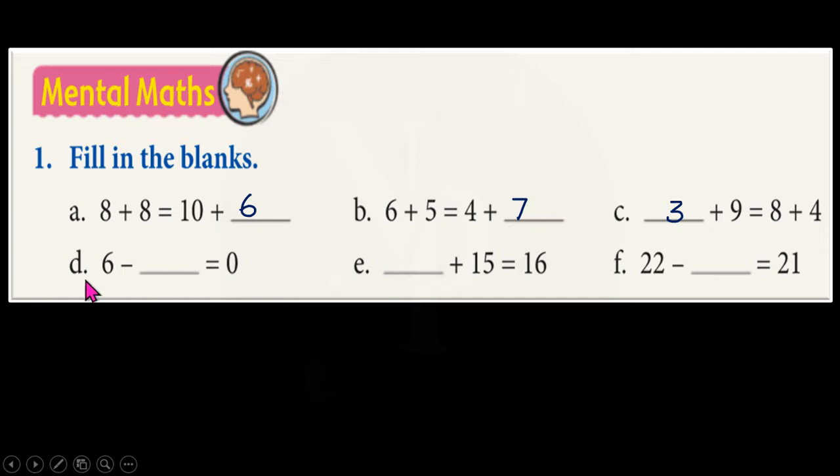Now let us look at next question, D. Here we have 6 minus a dash is equal to 0. So which number should be written here? To get 0, we should subtract a number from itself, or on subtracting any number from the same number we get 0 as difference. So here we should write 6.